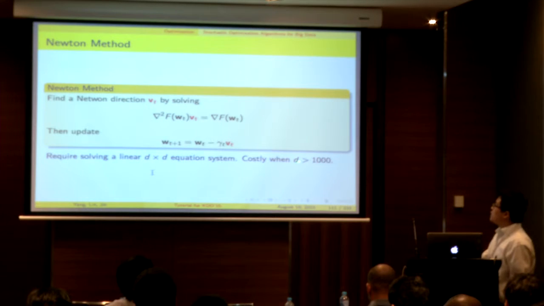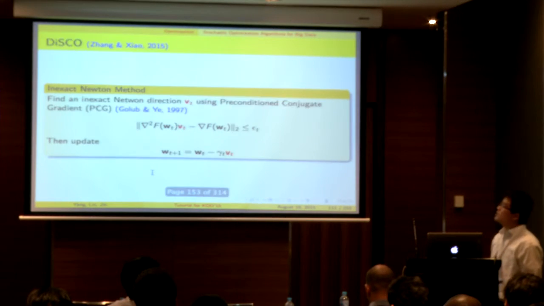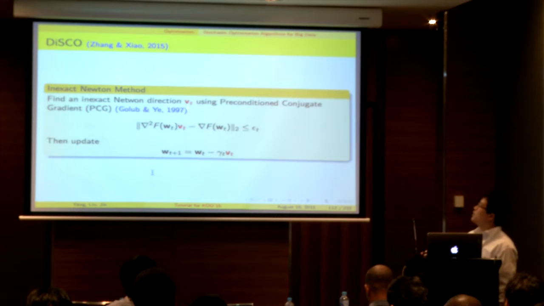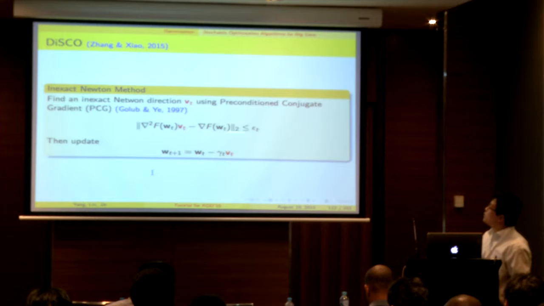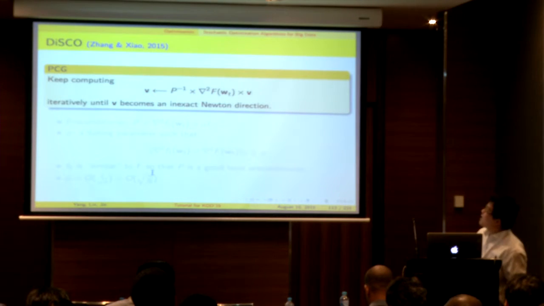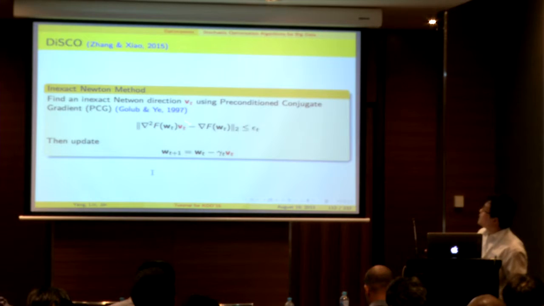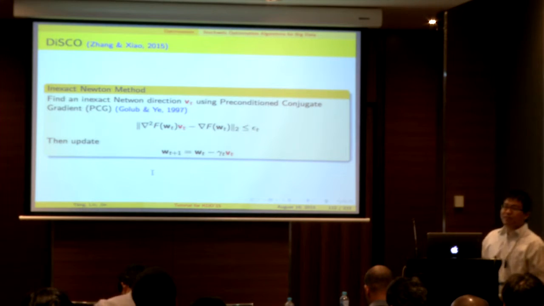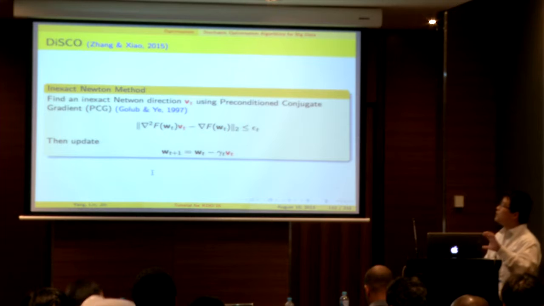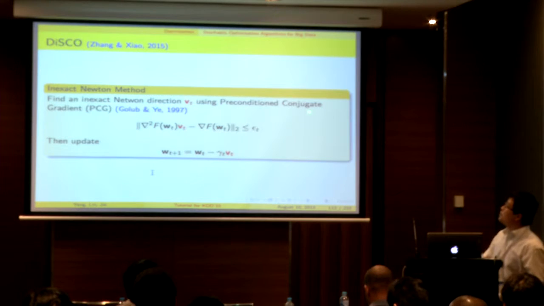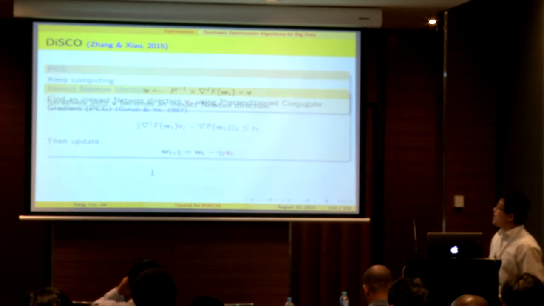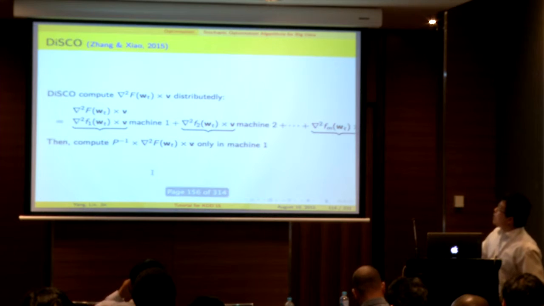If its data dimension is greater than 1,000, it's too costly. So people introduce an alternative called inexact Newton. You calculate a VT which satisfies this equation with epsilon precision. And it turns out that this VT can be found using an iterative, matrix-vector multiplication method, the so-called preconditioned conjugate gradients.